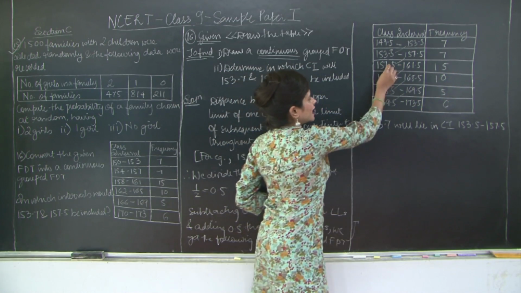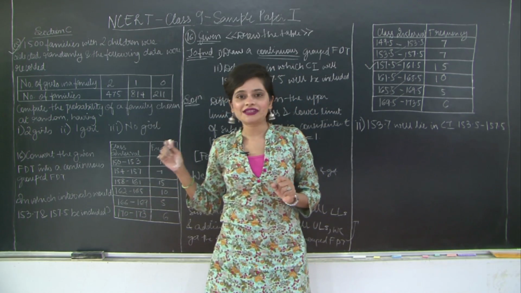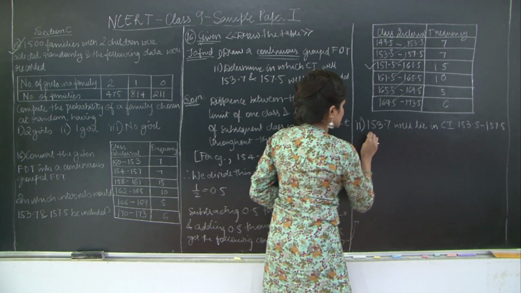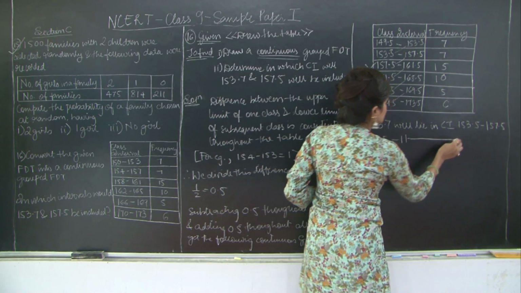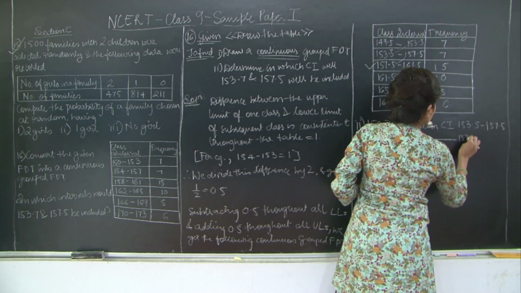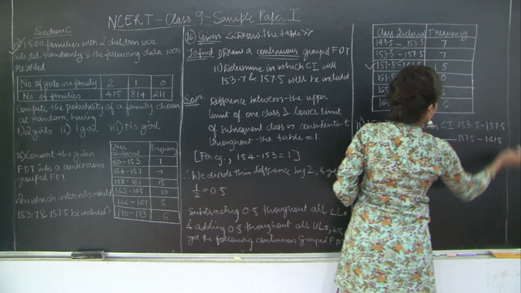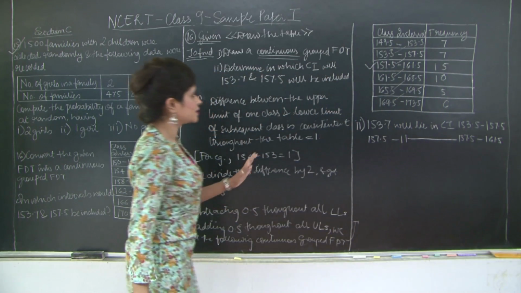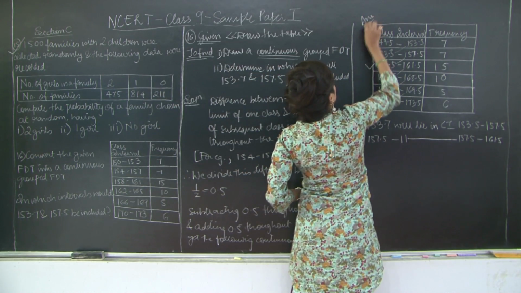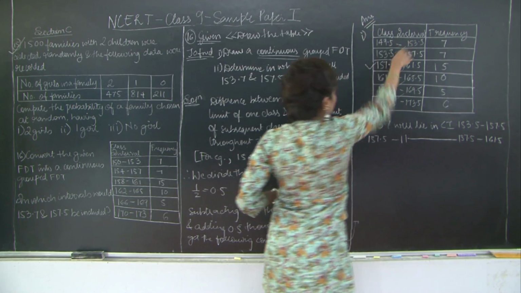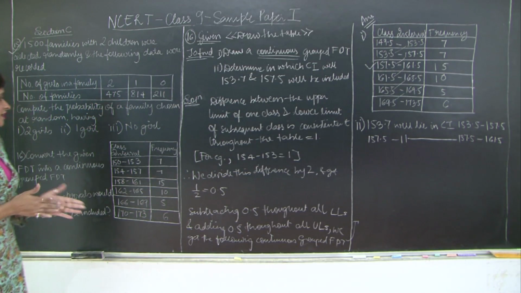So which will the class interval be? It will be this class interval for the value 157.5. So 157.5 will lie in the class interval 157.5 to 161.5. So these are your solutions. This entire part is your answer: this is the answer to 1 and this is the answer to 2. So please take a look at the solution.